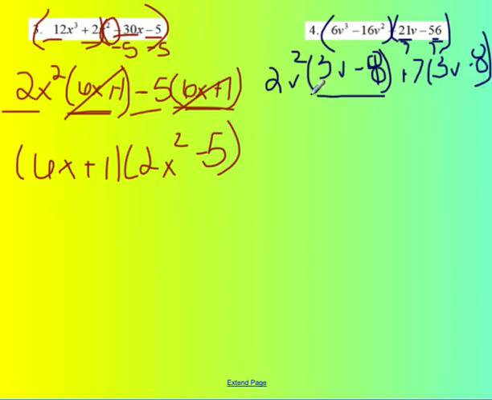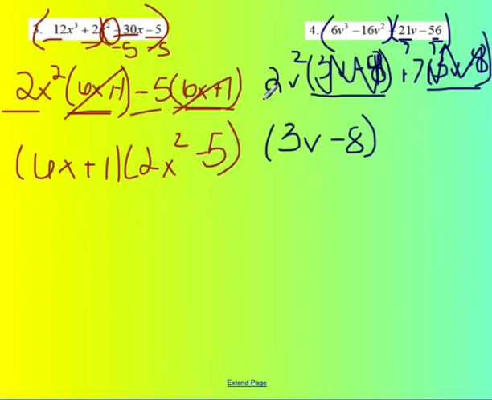So now we see that our leftovers are matching. We have 3v minus 8. So we're going to pull out that 3v minus 8 because our leftovers are matching. We can take them out like a greatest common factor. When I get rid of those, in my second parenthesis, I'm going to write what's left over, which is 2v squared plus 7. So 3v minus 8 times 2v squared plus 7.